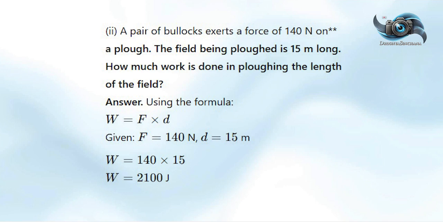2. A pair of bullocks exerts a force of 140 newtons on a plow. The field being plowed is 15 meters long. How much work is done in plowing the length of the field? Answer. Using the formula W equals F multiplied by d. Given F equals 140 newtons, d equals 15 meters. W equals 140 multiplied by 15. W equals 2100 joules.